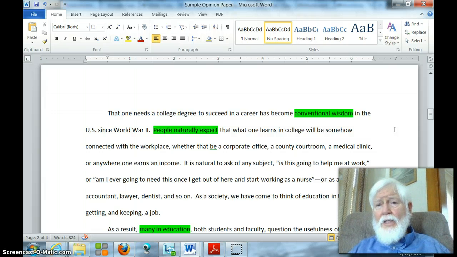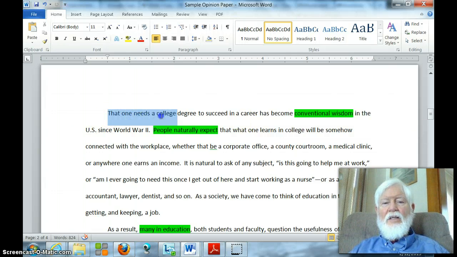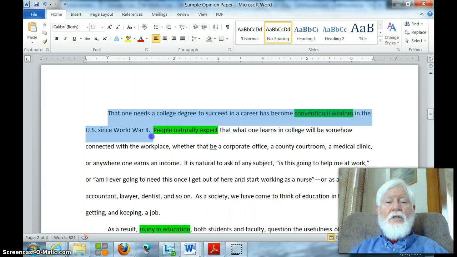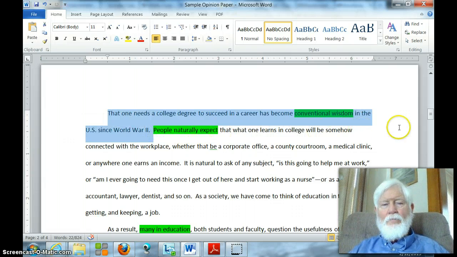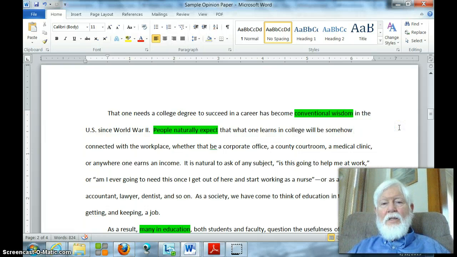All right, what do you do in an essay? An opinion paper is an essay, folks. And an essay always begins by announcing what its subject is. What is the subject of the essay? All right, in this particular case, we begin with an opening sentence that one needs a college degree to succeed in a career has become conventional wisdom in the U.S. since World War II. Okay? All right, so the topic is the relationship between a college degree and succeeding in a career.